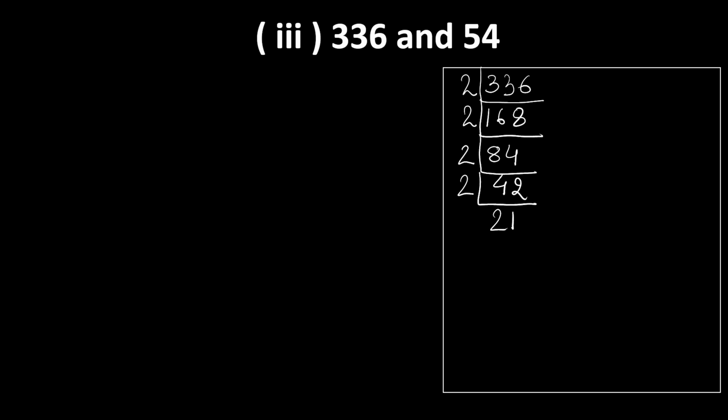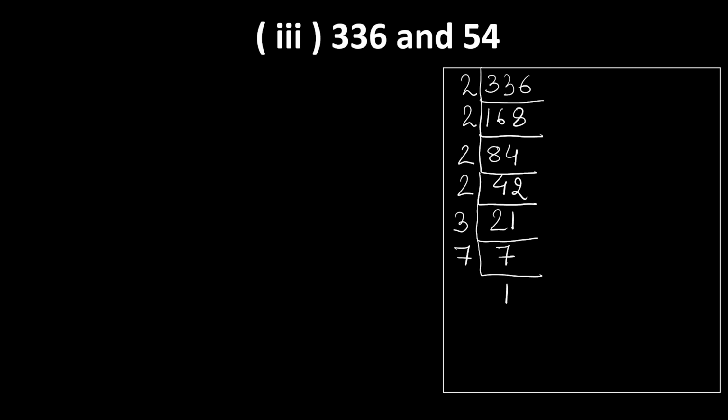21 as the quotient. Now 21 is an odd number, so now we will be dividing it with 3, since the sum of 2 plus 1 is equal to 3 and 3 is divisible by 3. So we will be dividing 21 with 3 in order to get 7 as a quotient. And now 7 is a prime factor, so we can divide 7 with 7 in order to get 1 as a quotient.